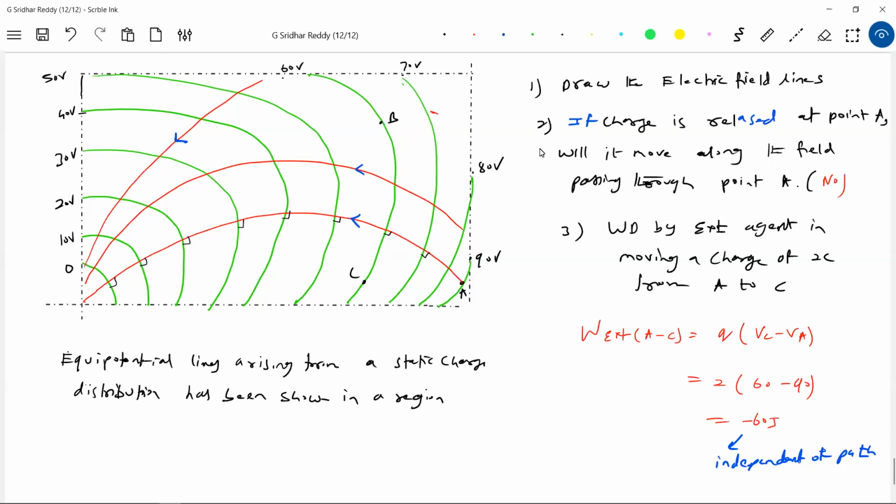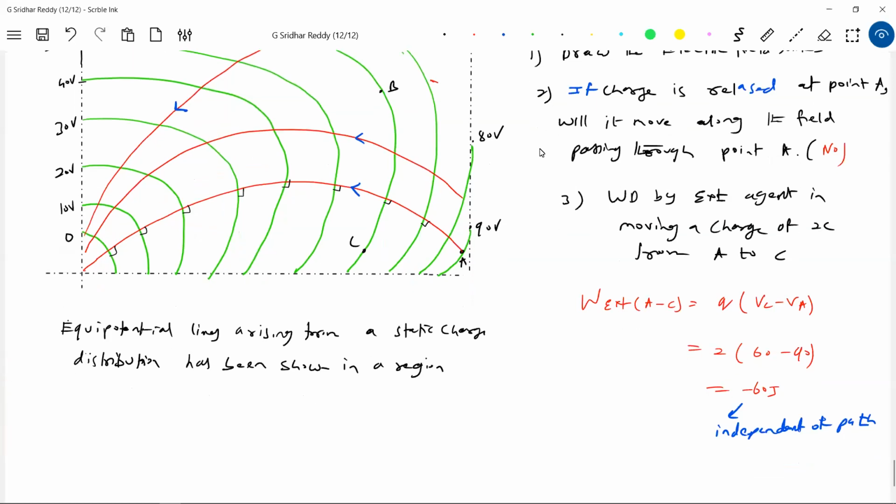Lines of force cannot intersect. Lines of force will be directed from higher to lower potential. If the spacing between the lines is less, the field strength should be more. All these are some general things. If they give lines of force, you should know all the features. If they give equipotentials, you should know what the features are.